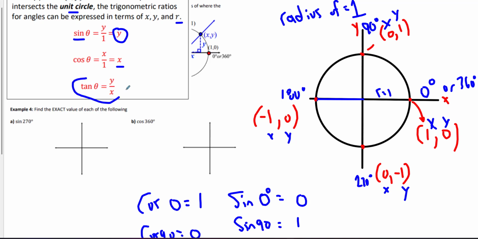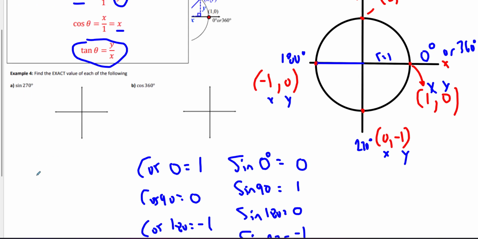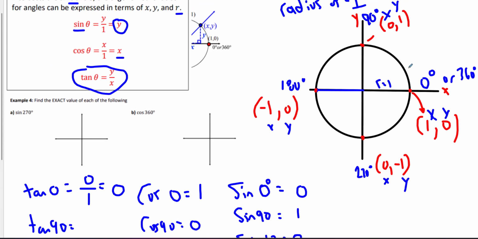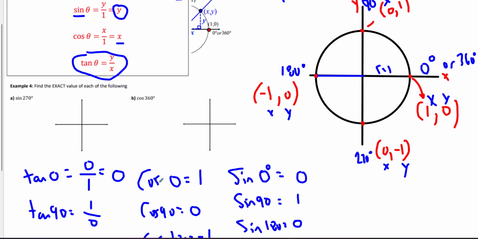And finally, tan doesn't really change because tan is still y over x. It's just y over x, so how do we figure that out? Well, what's tan of 0? Well, tan of 0, what's y? Y is 0. What's x? 1. The tan of 0 is actually just 0, because 0 over 1. What's tan of 90? Well, tan of 90, x is 0 and y is 1, so it's 1 over 0.